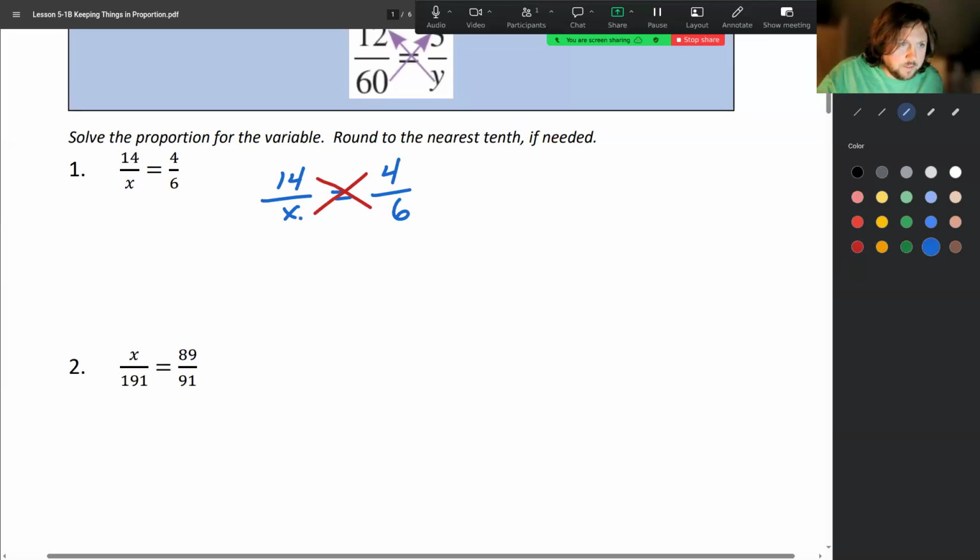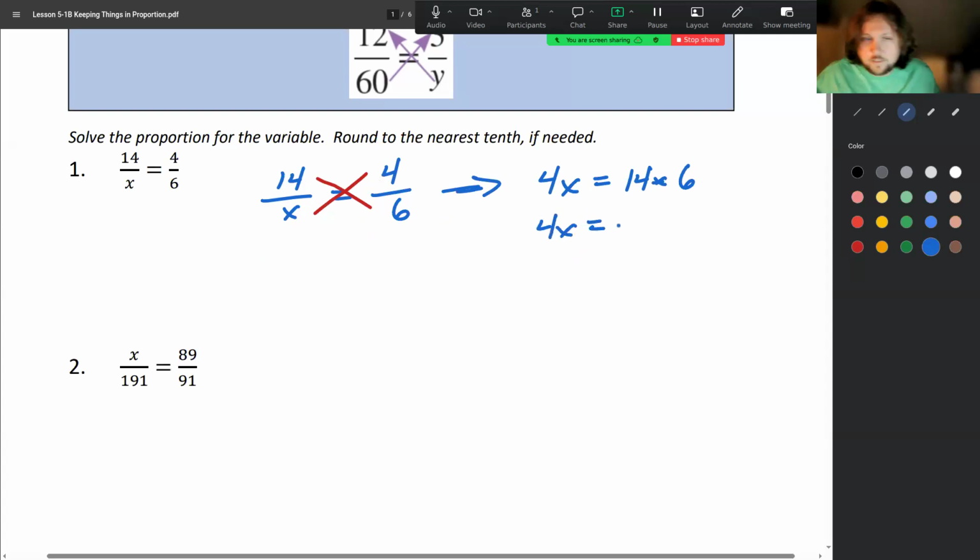So what that means is the 4 and the x are going to go together, and the 14 and the 6 are going to go together. So I'm going to write this as 4x equals 14 times 6. Okay, so I have 4x is 84. And then I'm going to get the x by itself by dividing both sides by 4. So I have x is equal to 21.